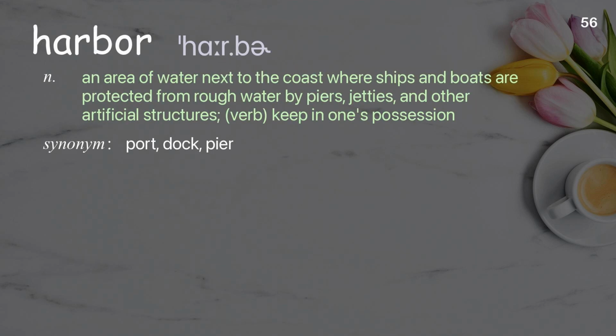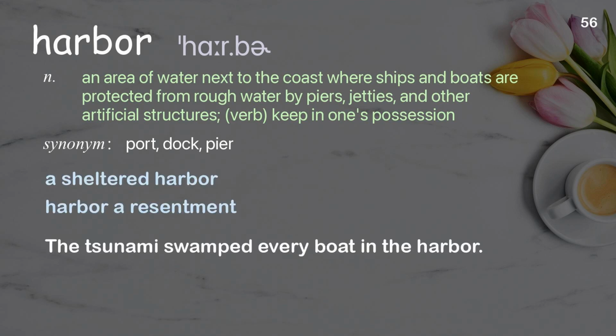Harbor. An area of water next to the coast where ships and boats are protected from rough water by piers, jetties, and other artificial structures. Verb: keep in one's possession. Examples: a sheltered harbor, harbor a resentment. The tsunami swamped every boat in the harbor.